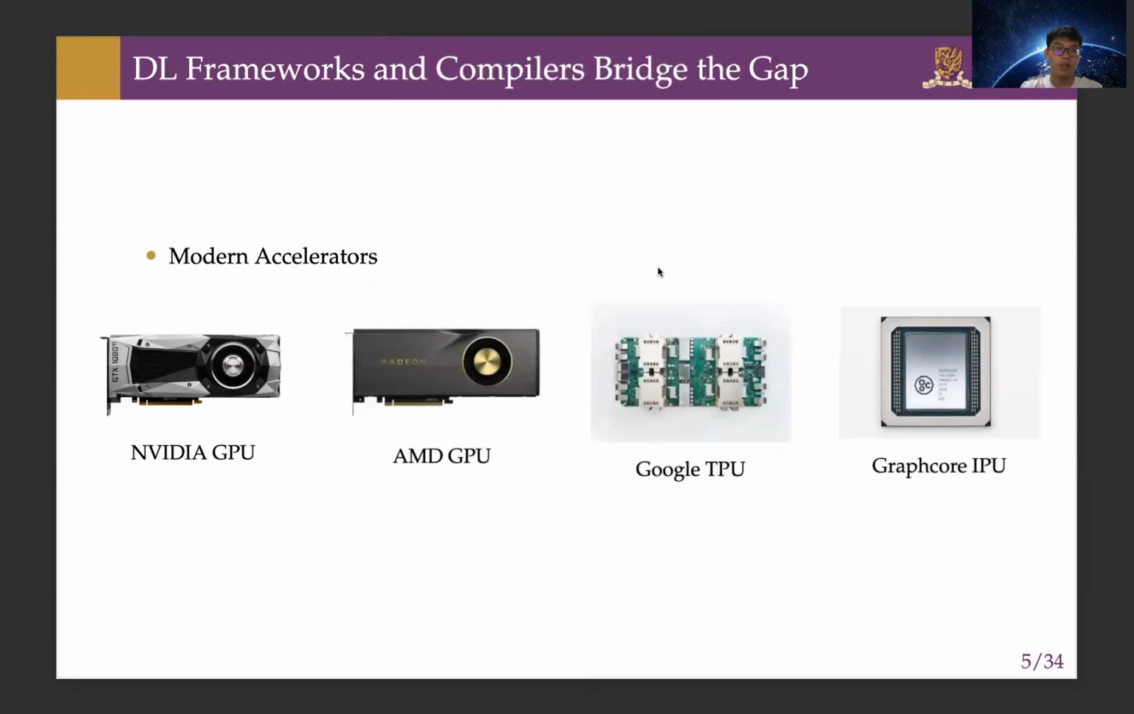For the deployment of these models, we have lots of modern accelerators, such as NVIDIA GPU, AMD GPU, Google TPU, and GraphCore IPU. However, does deep neural network inference in current deep learning frameworks or libraries utilize the underlying hardware accelerators well? The answer is obviously no.